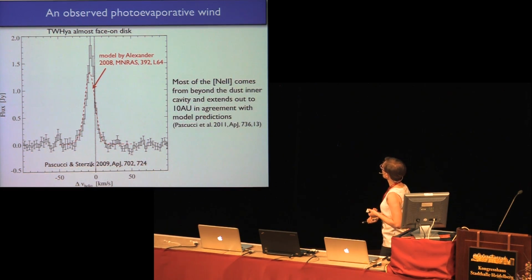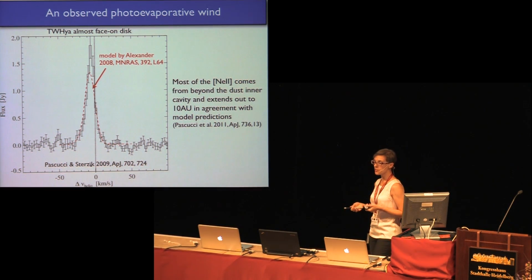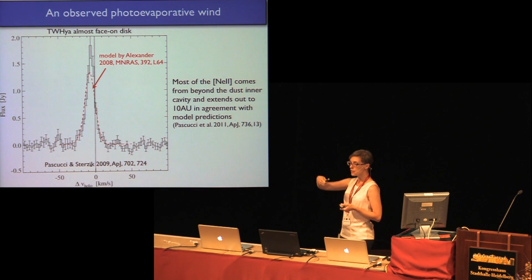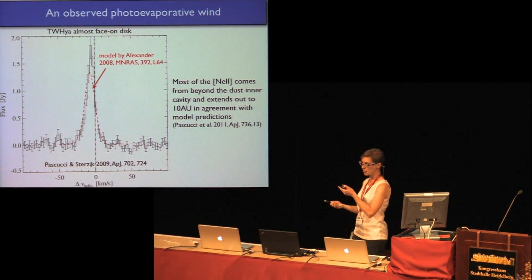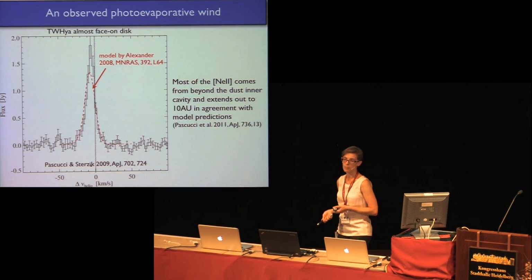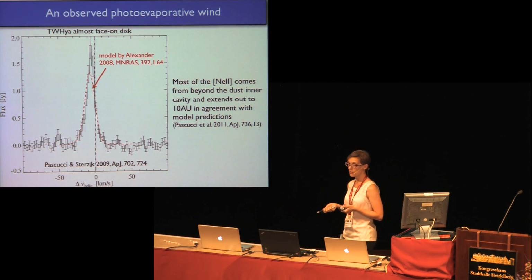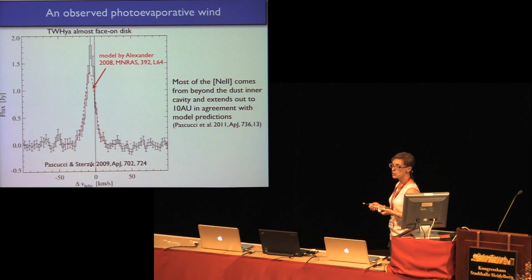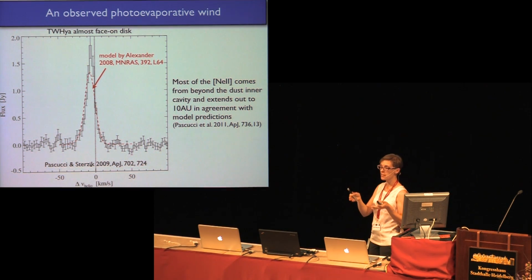Then we acquired additional data on this source. We did different position angles for the slit. We got a similar result. The line is blue shifted by about 5 km per second. And in addition, with this data we could actually constrain the region where most of the emission is coming from.